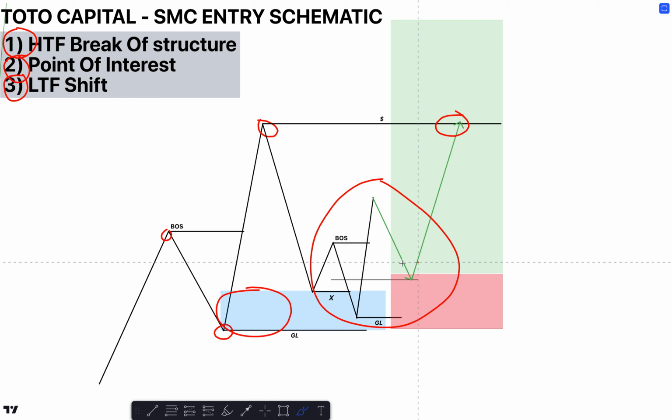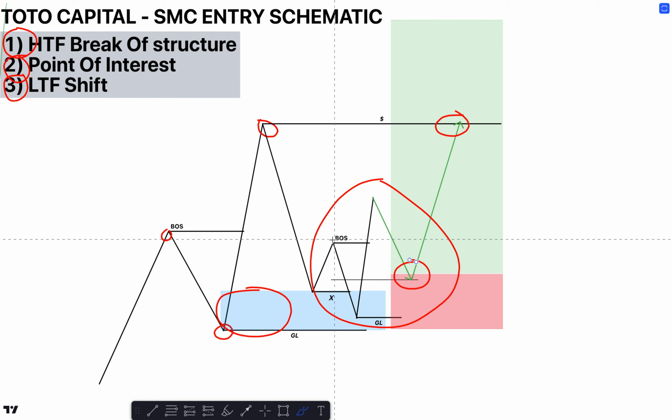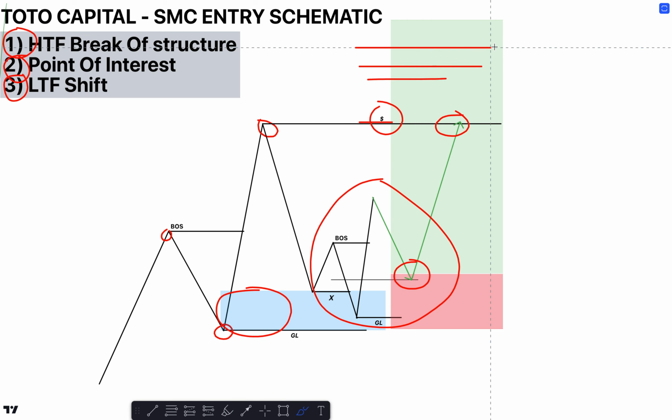And then we can look to enter on 50% of that down move there. Stop below guarded low, target TP1, the first upside liquidity, which will be the equal high, and then for some more further continuation reaching for this upside liquidity here. Okay, so that's our smart money concept entry schematic.